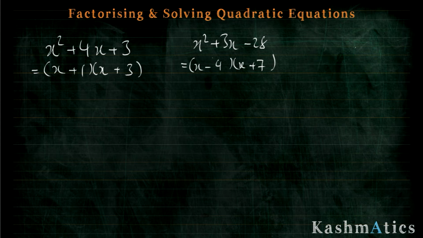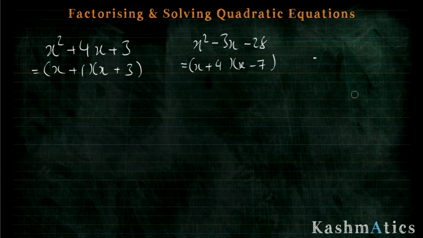Now if instead, I'm going to change things slightly. If instead that was a minus 3x, I'd still use the 7 and the 4, but how do I make a minus 3 from 7 and 4? It's actually 4 take away 7, which means the 4 would have to be positive and the 7 would have to be the negative one. So watch your signs because that can catch you out.